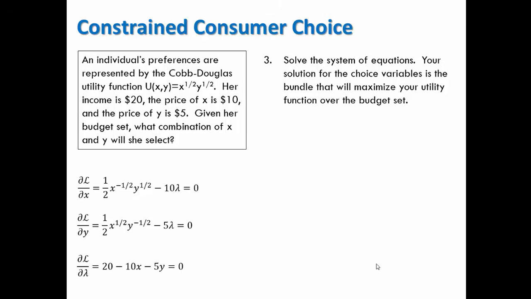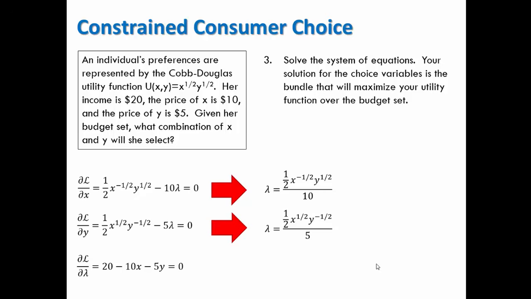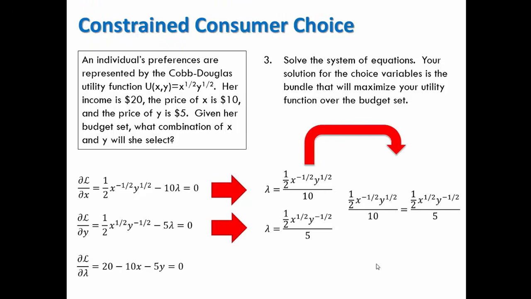So here's the first method. I'm going to take the first order condition and solve it for lambda. I'm going to do the same thing for the second first order condition. I'm going to take it and solve it for lambda. Then what I can do is say, well, lambda equals lambda, so I've got this equation here.